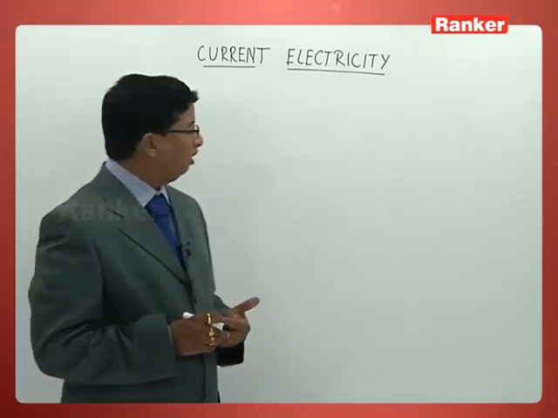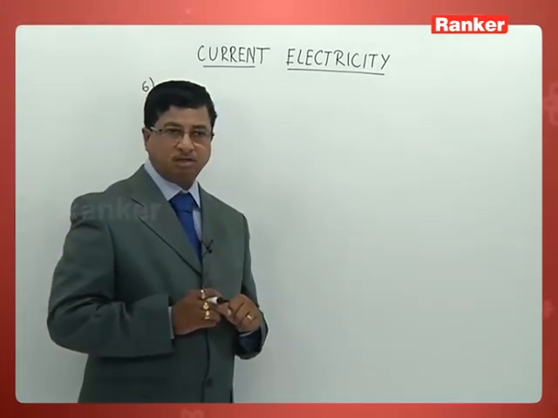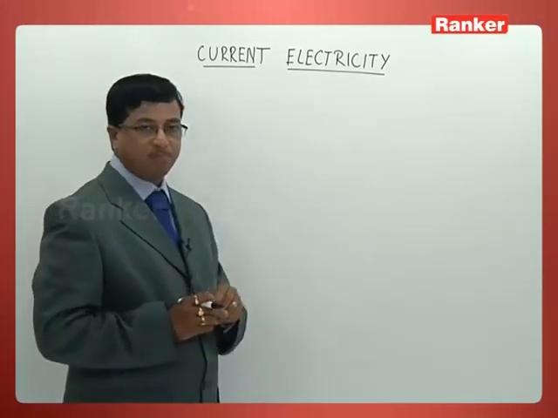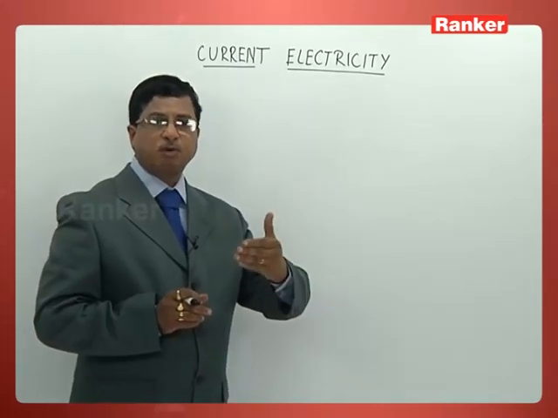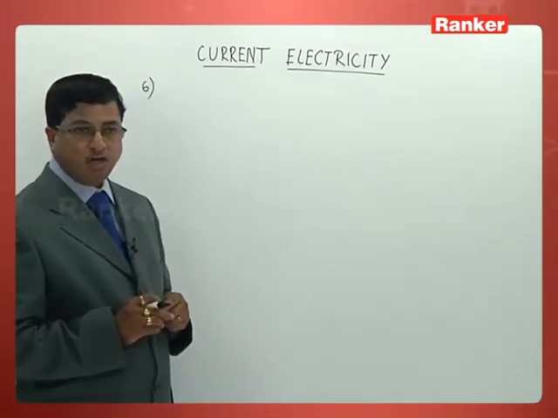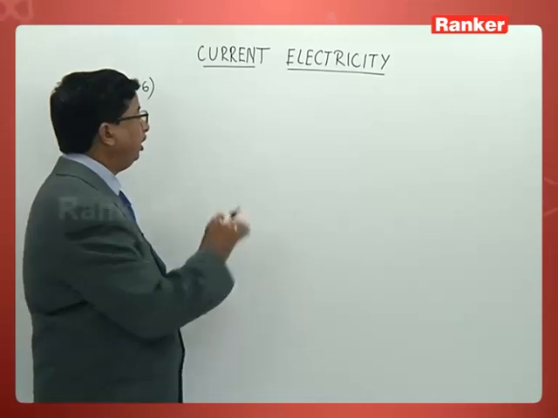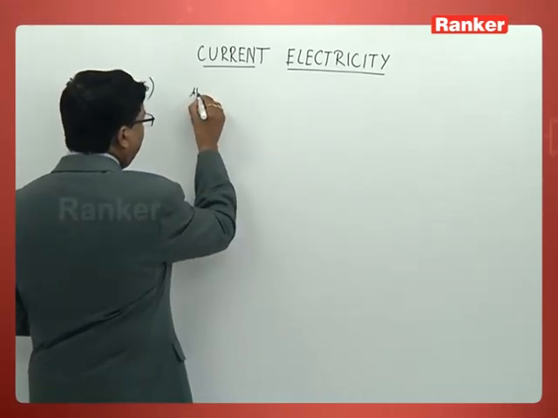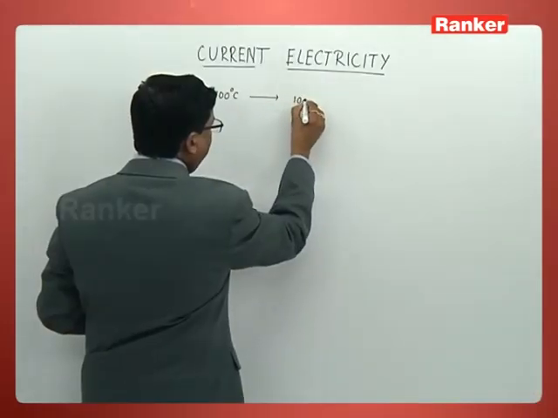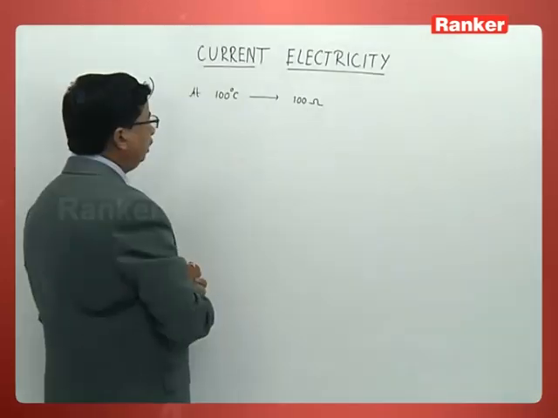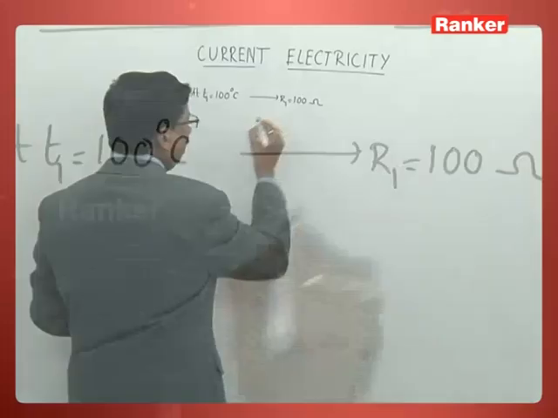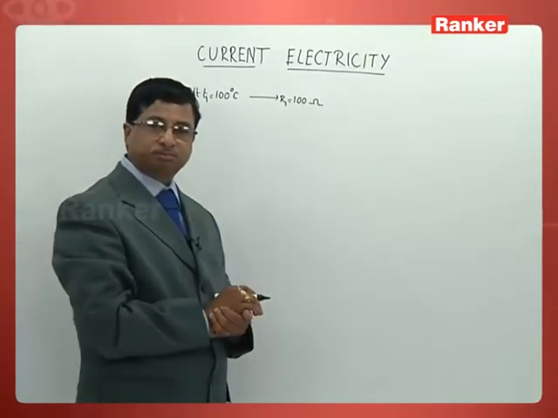One thing you should understand, according to the problem given, what are the values he has mentioned? Let me just write down the data. After that we shall discuss what is the theory behind that. Resistance of a bulb filament is 100 ohm at a temperature of 100 degrees centigrade. So at 100 degrees centigrade, the resistance is 100 ohm. So you can take this one as T1 degree centigrade and this one as R1, the corresponding resistance.